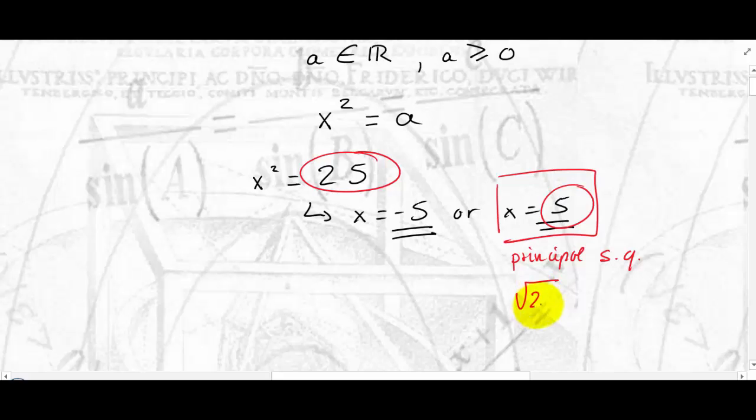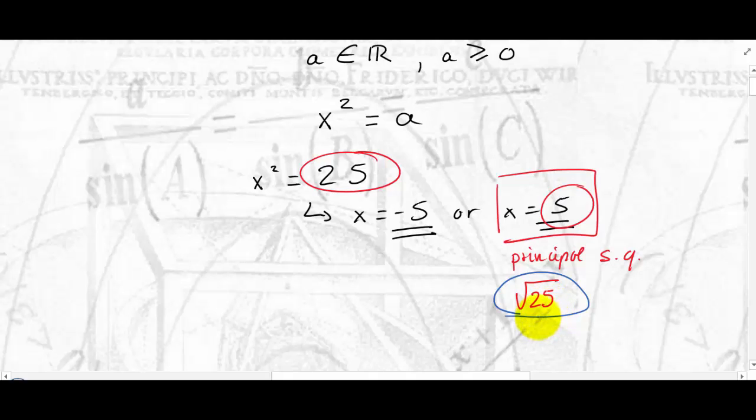Now, 5 plays a special role. The solution that has the same sign as 25, so in this case the positive solution, 5, is called the principal square root. And we use a special sign for it. Now you have to be very careful, okay? Because this is an abuse of language that can lead to some confusion. This is the principal square root of 25, but we do not read it like that. Usually when we read that, we'll say square root of 25.